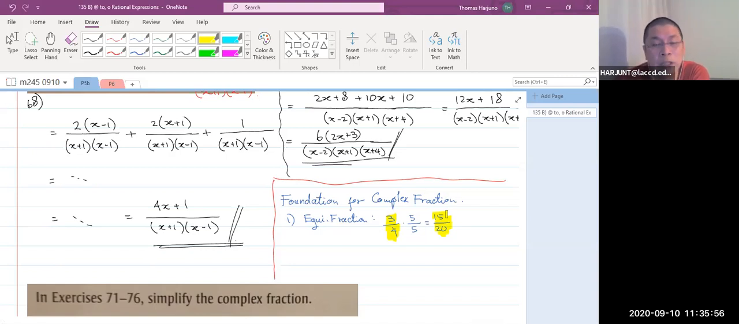In other words, if a fraction is multiplied by a non-zero number on the numerator and denominator, it will maintain the value. Because if you think about it, you basically multiply by 1. So multiplying by 1 will not change the value, but it may change the structure.